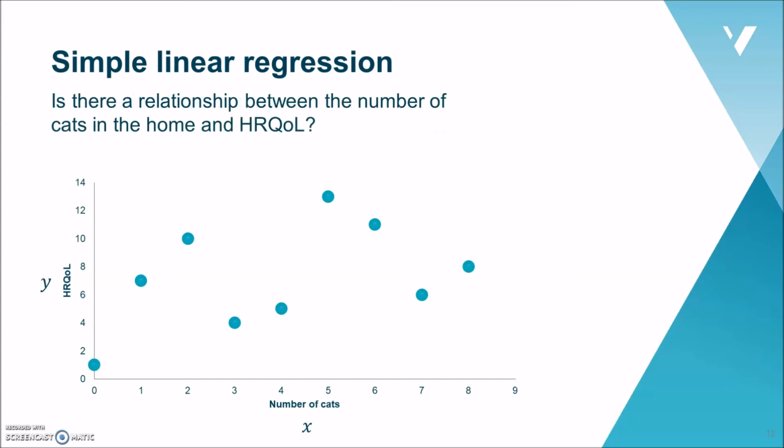We will now take a closer analysis of whether there is a statistical relationship between the number of cats in the home and health-related quality of life. In other words, we want to investigate whether quality of life depends on how many cats one has in the home.